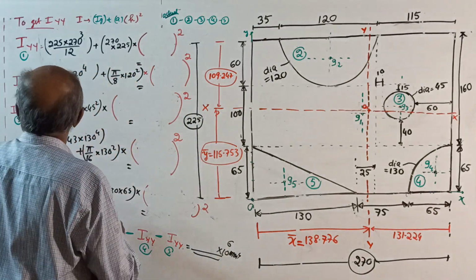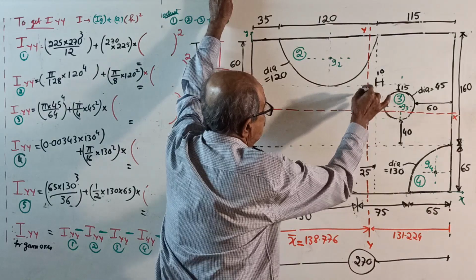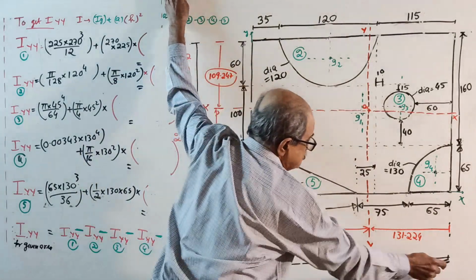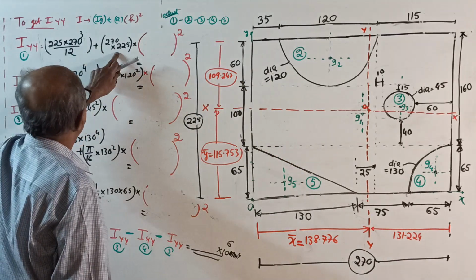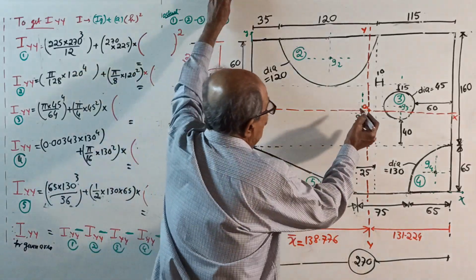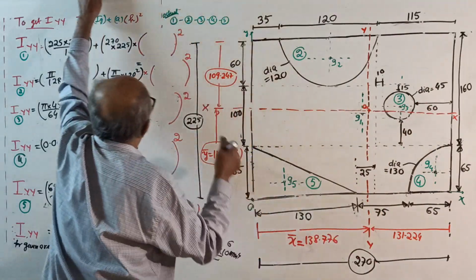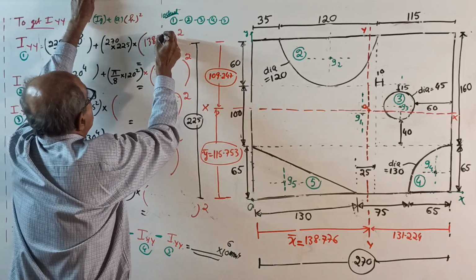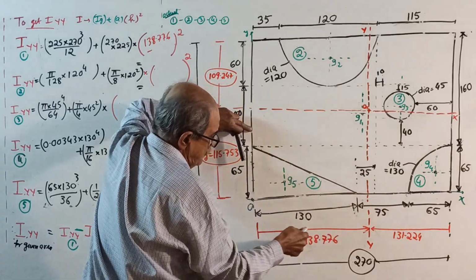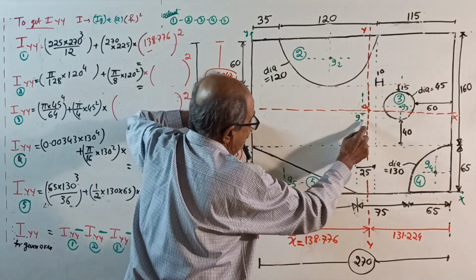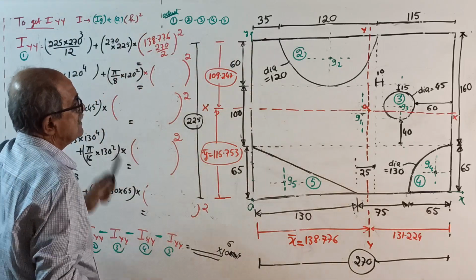Okay, then start. I about the first rectangle, about its own centroidal axis. Parallel side is 225 into 270 cube divided by 12 plus area. Okay, interchange, no problem. Area into from the centroid of the rectangle to yy, this distance square is 138.776 minus c. From here to yy is 138.776 minus this distance, half of 270, that is 270 by 2, whole square, get the answer.